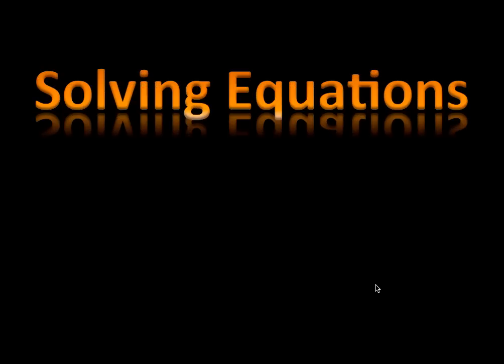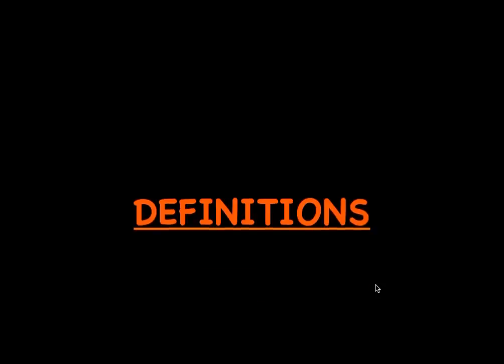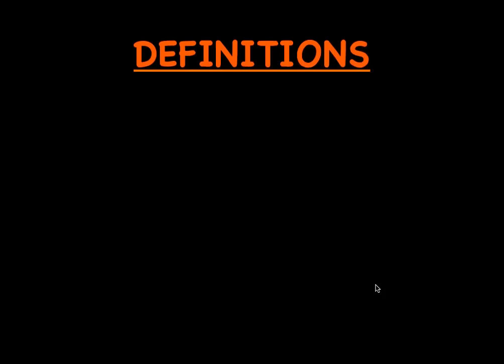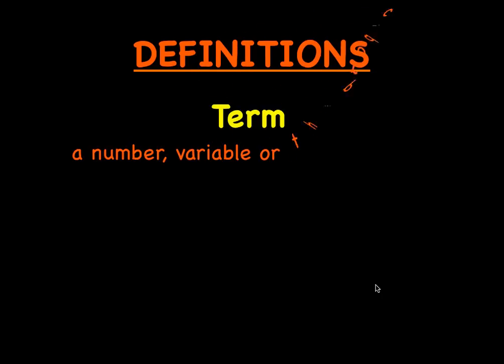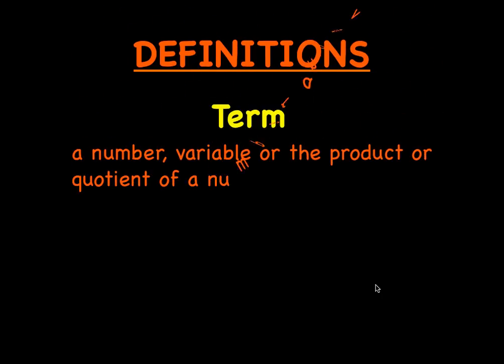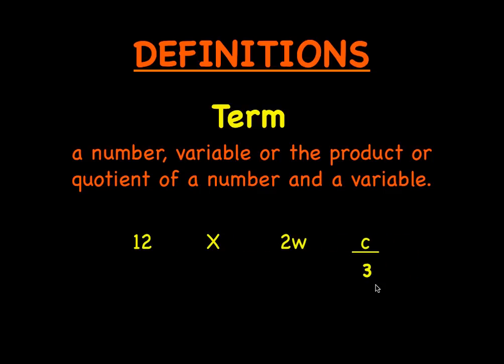The video we're going to watch today is solving equations. The first thing we need to talk about is some definitions. A term is a number, variable, or the product or quotient of a number and a variable. We know terms, we've used them before. Terms are, for example, the number 12, the variable x, the product of 2w, or the quotient of c over 3. All four of these represent different terms.